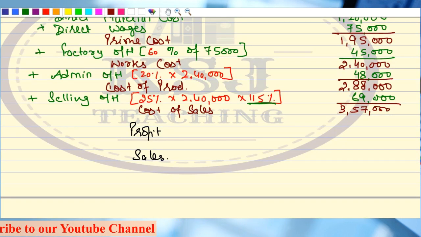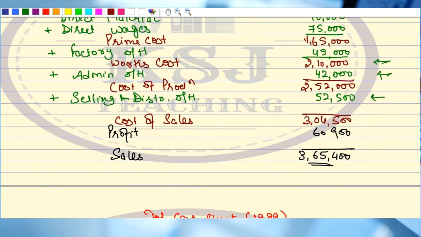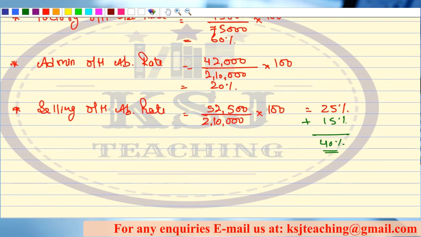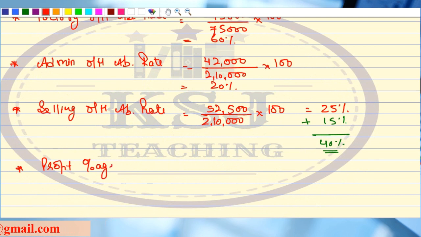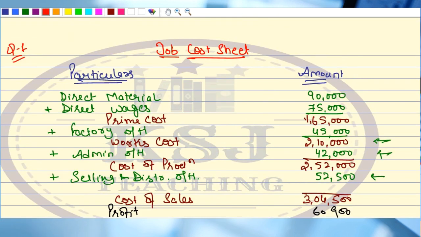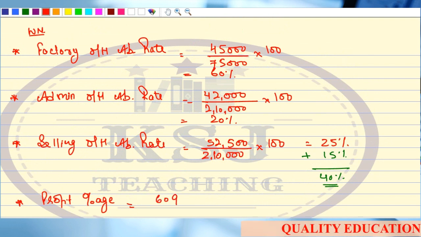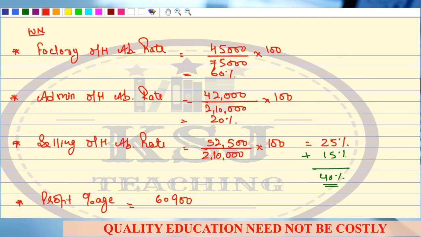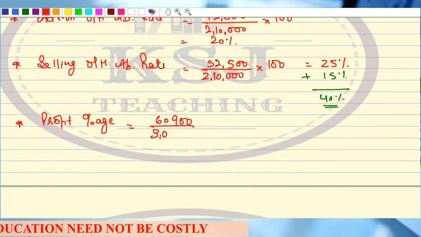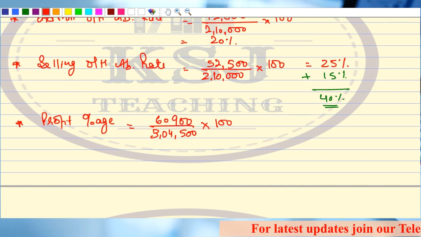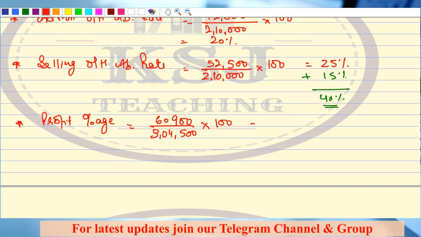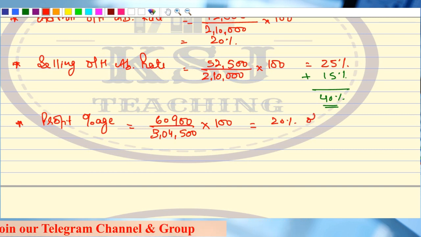Then how can you calculate the profit rate in the last year? The company earned 60,900 as the profit and the cost was 3,04,500. If you are required to calculate the profit percentage, how are you going to calculate that? What is the profit earned? 60,900. And what is the cost? 3,04,500. 60,900 divided by 3,04,500 multiplied by 100. So you have to calculate the percentage. This comes to 20% of cost.